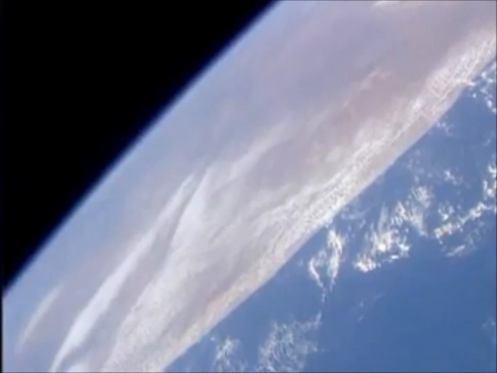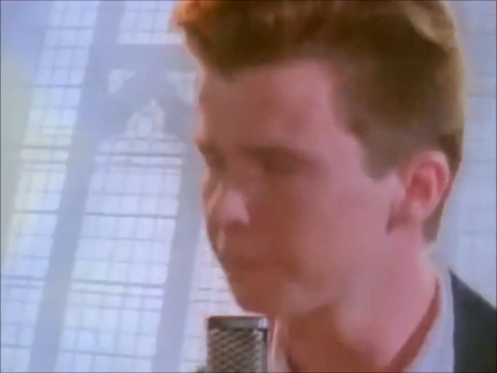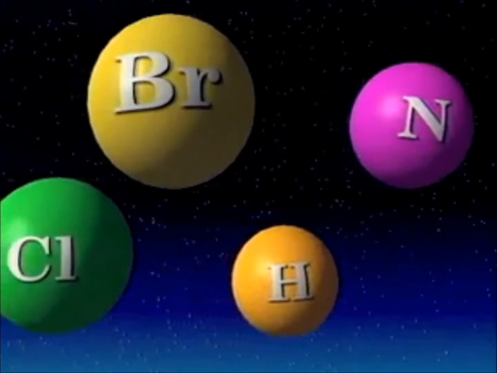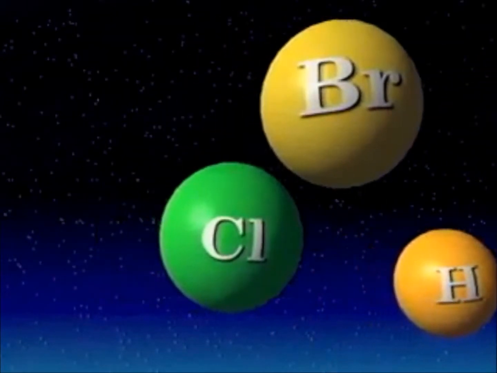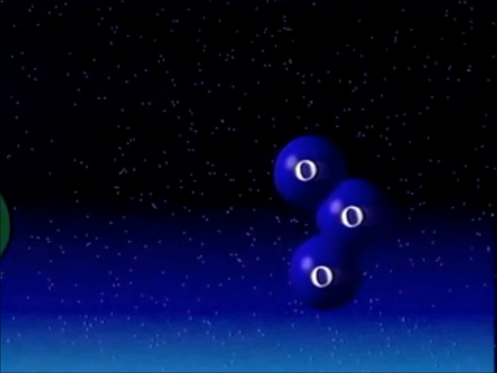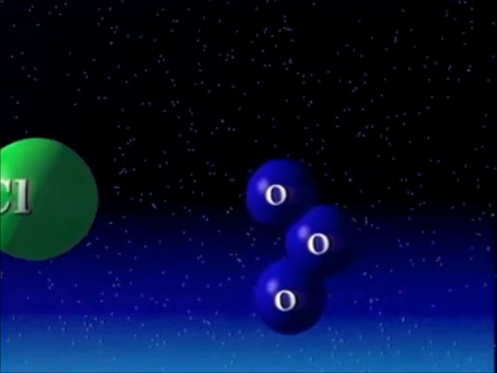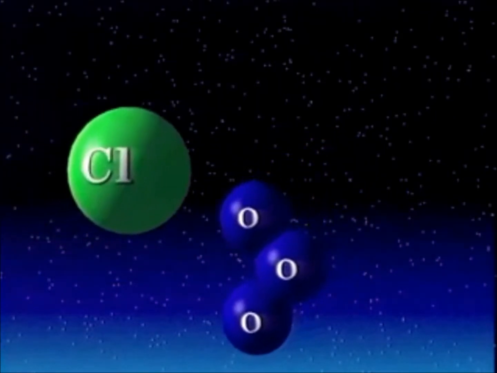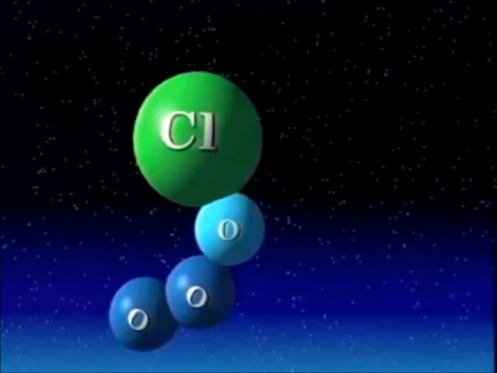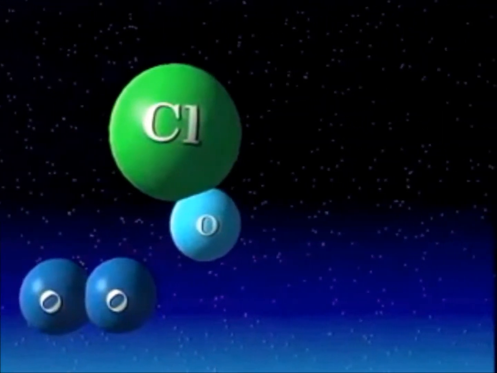Because ozone is a highly reactive molecule, it interacts readily with nitrogen, hydrogen, bromine, and chlorine compounds. For example, when a chlorine atom collides with an ozone molecule, it steals an oxygen atom to form chlorine monoxide, and it leaves behind an ordinary oxygen molecule.